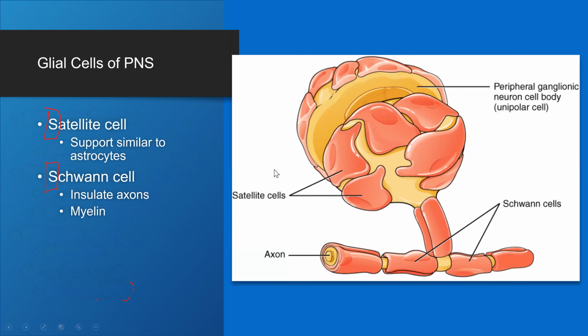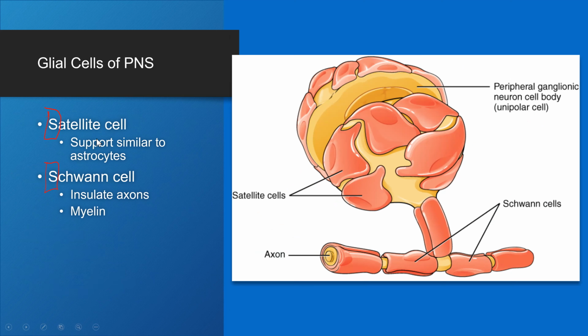Now, in the peripheral nervous system, we already mentioned we have two cells, both start with S: satellite cells and Schwann cells. Satellite cells are similar to astrocytes, and astrocytes mean a star, right? And satellite, for me, means moon, because the moon is our satellite. So I'm thinking stars and moons, something that might have a similar function. That's how I remembered it when I was a student.